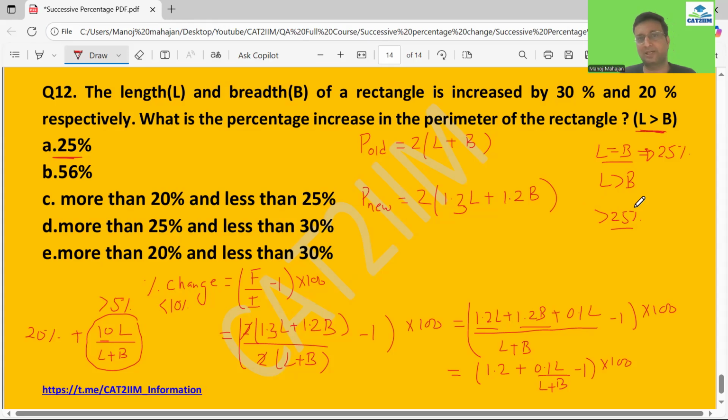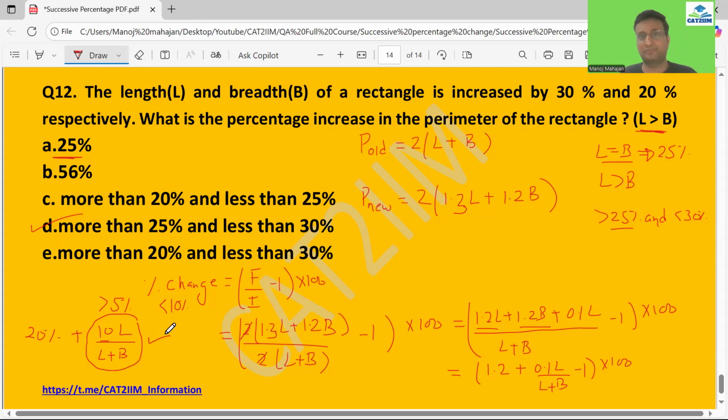So what I'm trying to say is that the answer would be more than 25% and less than 30%. So the correct answer is option D. A lot of students will not get this correct, I'm pretty sure of. So this value range would be between 5 and 10, depending on, of course, the values of length and breadth. One thing we have already taken in this problem is that length is more than breadth. So of course it would be more than 5% for sure, and this value can get closer to 10% also.